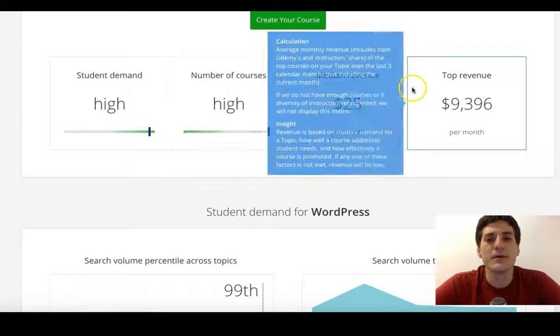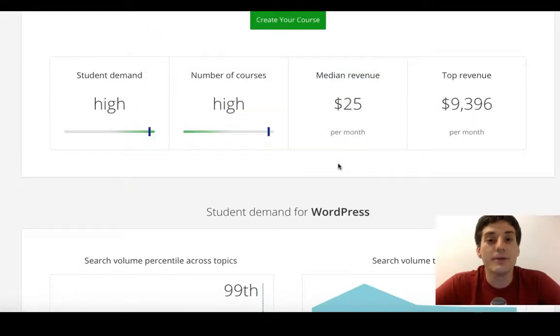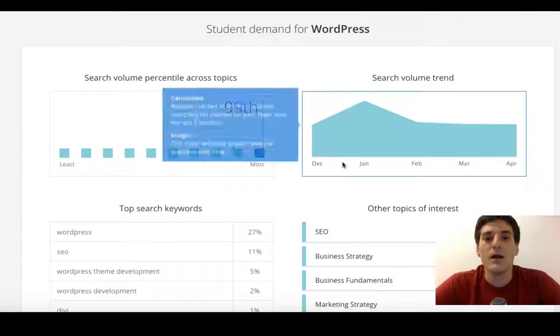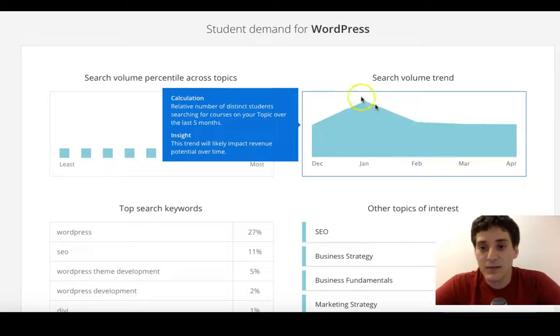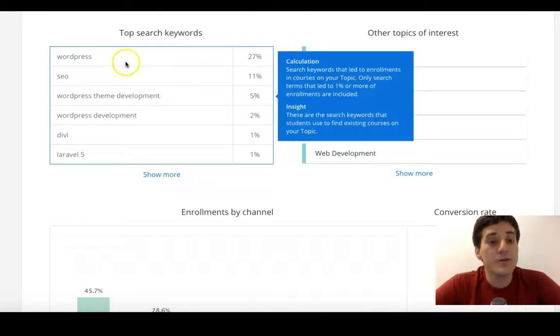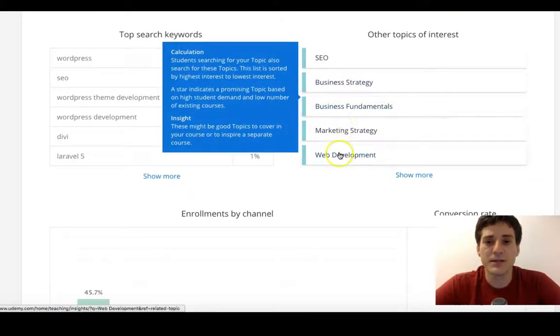One of the things we're also thinking about is the possible revenue that we could get from a WordPress course, and the median revenue is $25. We know that this is a very, very high demand course. Many, many people are searching for WordPress, and although it dropped in February, it is continuing relatively stable. We also know that people are searching for WordPress a lot, so that keyword is great.